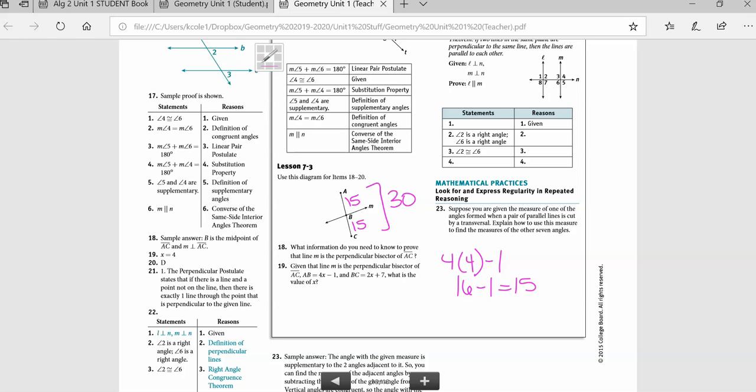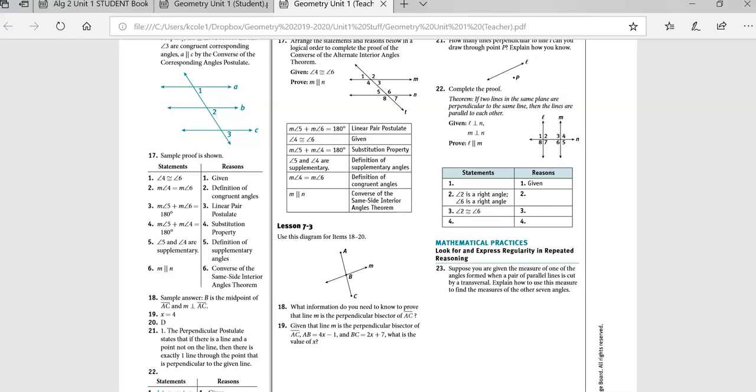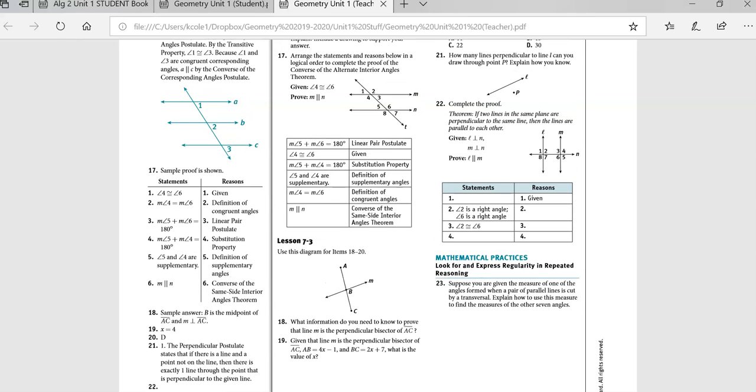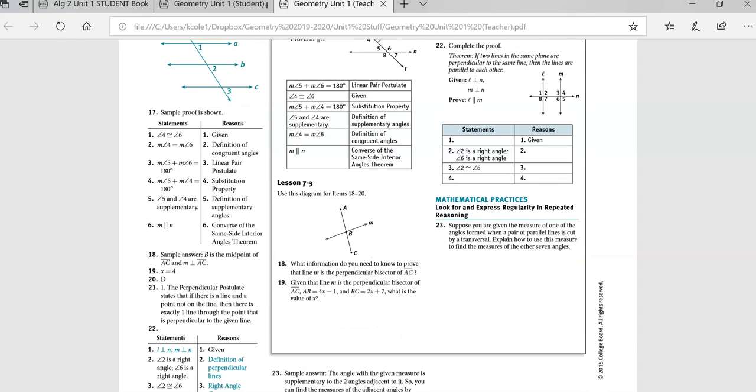Okay, then number 21. If we look at 21, it says how many lines perpendicular to line L can you draw through point M? Well, only one. That's the first thing that we talked about in the previous lesson. That's the perpendicular postulate. Number 22 is the proof. We have a theorem. If two lines in the same plane are perpendicular to the same line, then the two lines are parallel to each other. That's kind of like the example that we talked about.